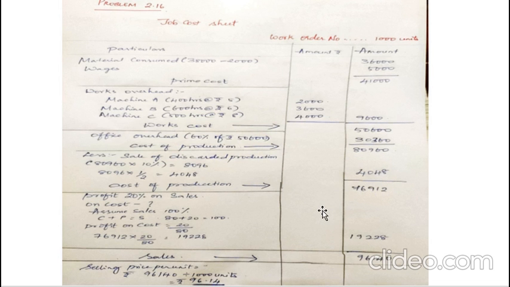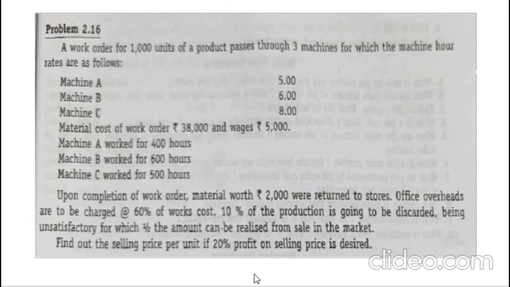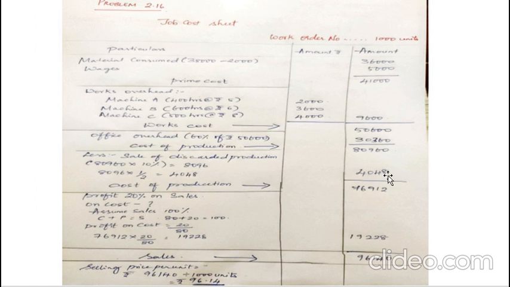After getting your cost of production, you need to check if you have selling and distribution expenses. As there is no information about selling and distribution expenses, next will be your profit calculation. Here they have stated the last point: find out the selling price per unit if 20% profit on selling price is desired. They have stated 20% profit on selling price, but in this calculation we don't have our selling price. We have only cost of production. So you need to convert your profit on selling price to profit on cost.